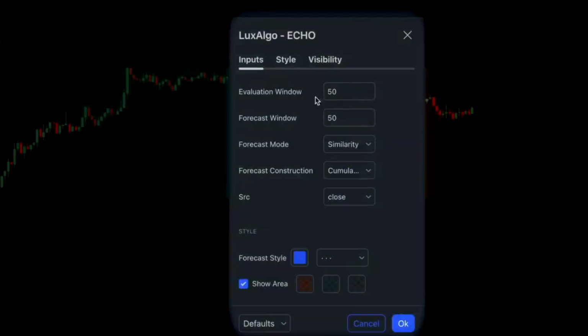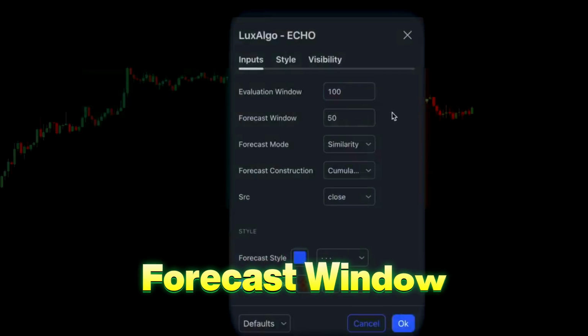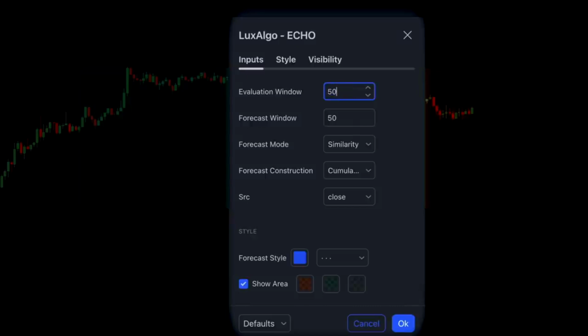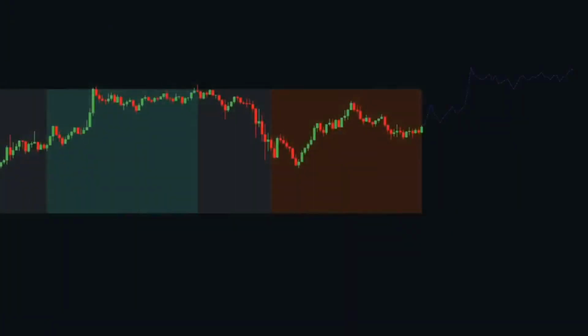Key features of the Echo Forecast include customizable settings, such as the evaluation window and forecast window, which allow you to define the size of the window used for finding similar historical observations, and the forecasting horizon, respectively. Lux Algo, the creator of the Echo Forecast, emphasizes the importance of using this tool as part of a comprehensive trading strategy, highlighting that while it provides valuable insights, it should not be followed blindly. They advocate for an informed approach to trading, integrating the Echo Forecast with other analysis techniques for best results.